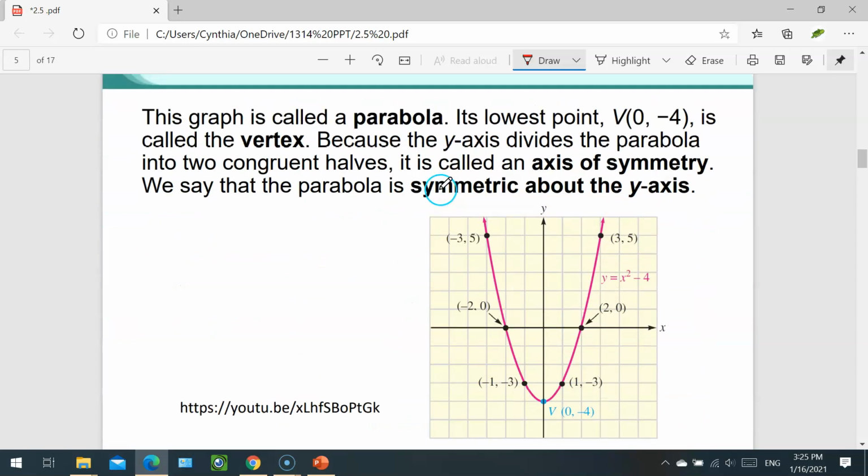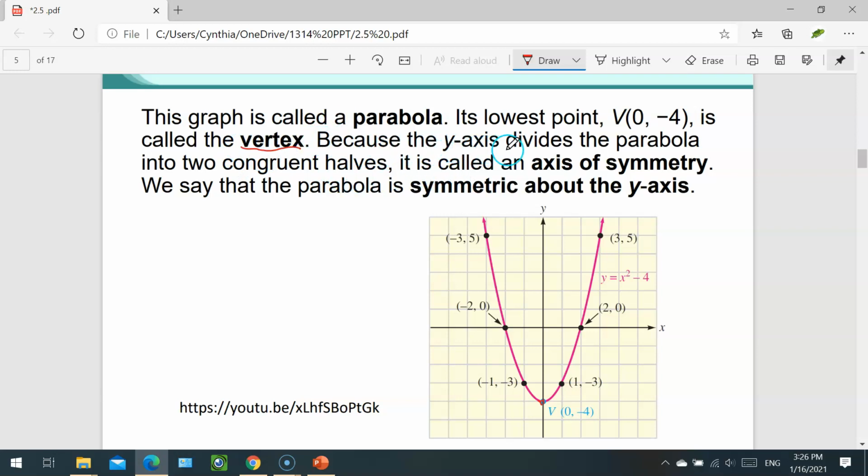This graph we call a parabola. The lowest point we call the vertex. Use a V to represent it. The lowest point is (0, -4). So the -4 is a y-intercept. And we give it the particular name, vertex.